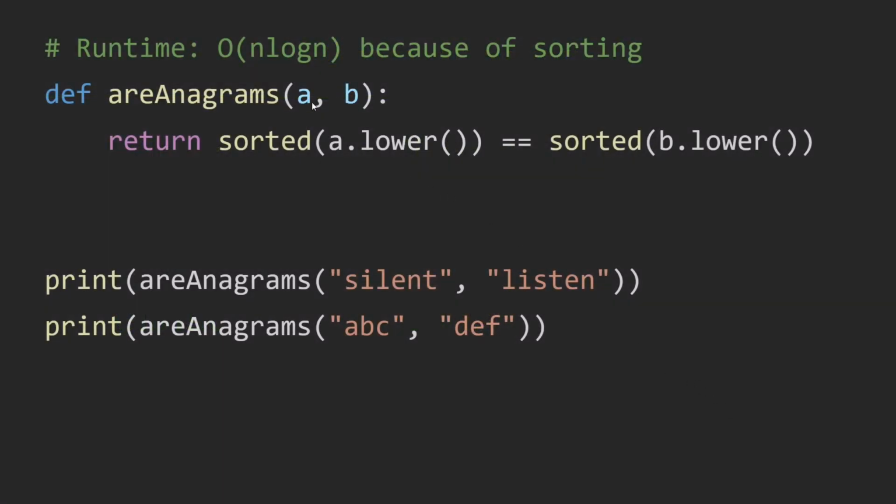So we have the strings A and B. We're going to lowercase both of them, that's the lower function, and then we're also going to sort the letters and compare them. If they are the same, we return true. If not, we return false. You can use these two for testing. This one should return true, and this one should return false. Also, this code is O(n log n) because we use the sort function.